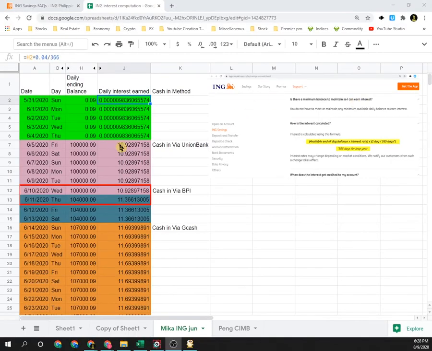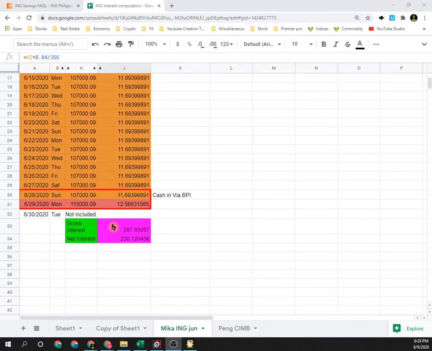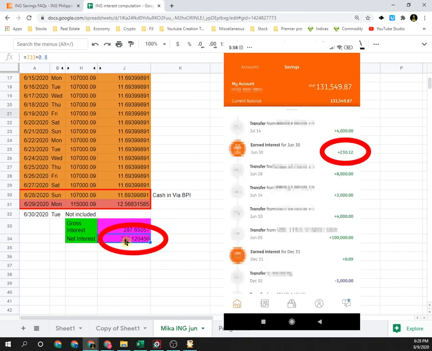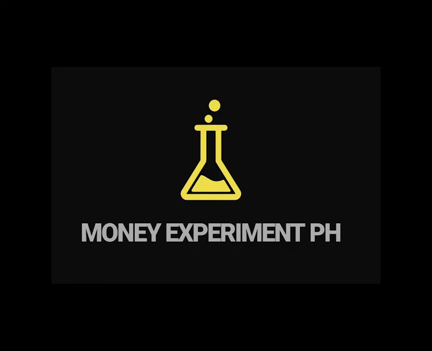So for gross interest, we can just sum up all the daily interest. To get the net interest, we must deduct the 20% withholding tax. After this, you can see that we finally have the same computed amount as the actual amount I got from ING Bank. So some people may say, why am I wasting time computing the interest which the bank will automatically compute for me?